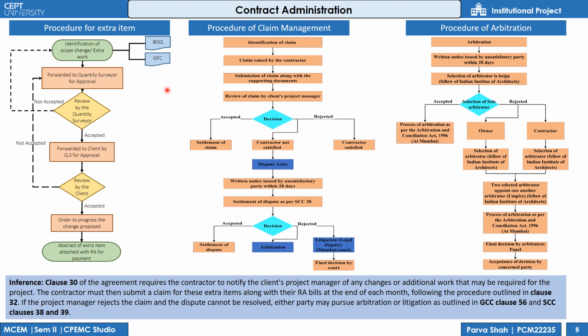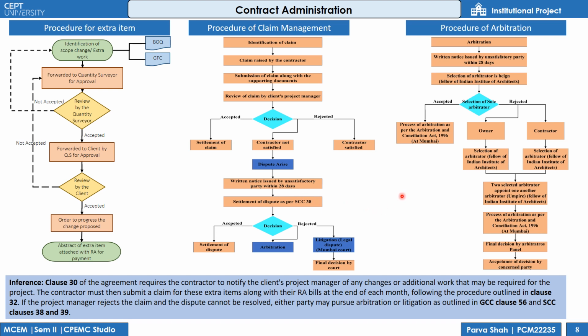Contract administration covers procedure for extra item, claim management, and arbitration. So, as per clause 30 of the contract, the contractor has to first notify the client's project manager of any changes or additional work before commencing it. To claim any extra item, firstly the contractor has to submit the claim along with the supporting document and further procedure will be followed as shown in this flowchart.